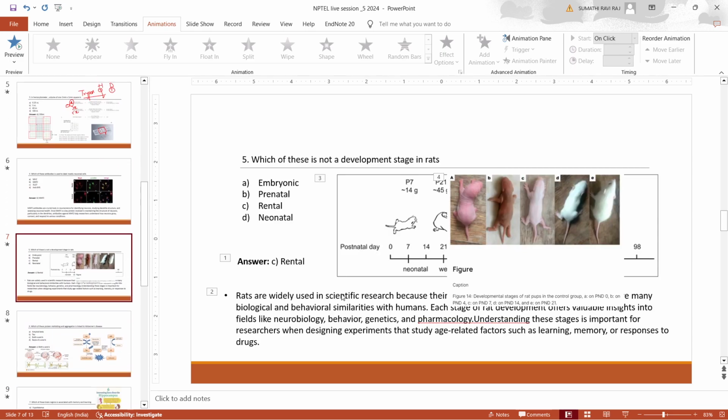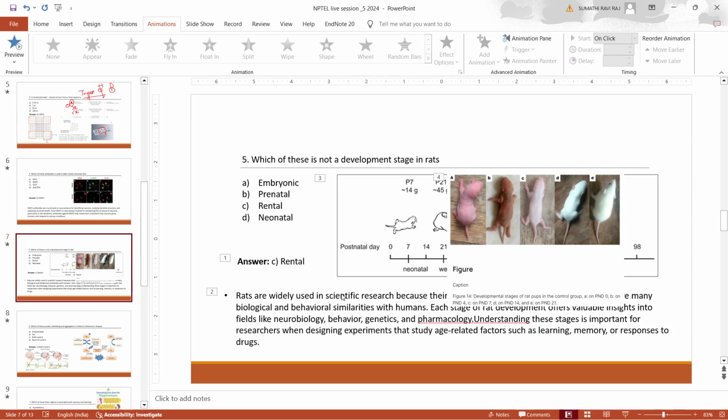Next is your question: which of these is not a developmental stage of a rat? The answer is "rental." Embryonic is a developmental stage, prenatal is a developmental stage, and neonatal is also a developmental stage. So you should know the different stages of development, because according to the design of your experiment and the needs of your hypothesis, you should know which stage of development you have to choose and proceed with your experiment.